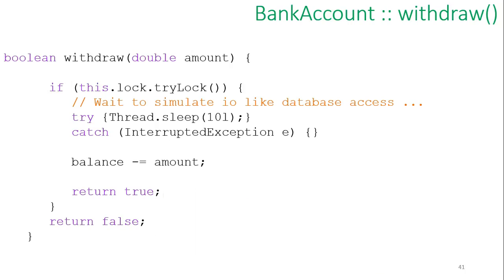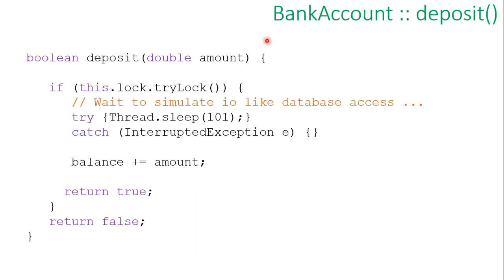Now, we have taken care of the withdraw method. Let's take a look at the deposit method. The deposit method is going to be very, very similar. As a matter of fact, the only thing that changes is the minus became a plus. But the logic is the same. Try to get the lock. If I get it, simulate some work, increase the balance by the specified amount, then return true. Otherwise, return false.